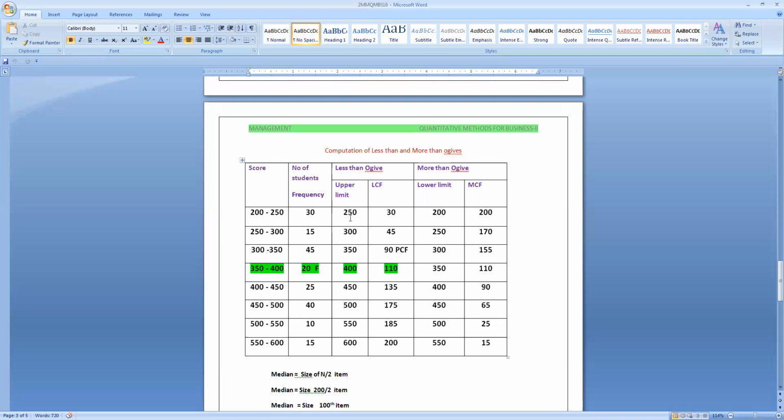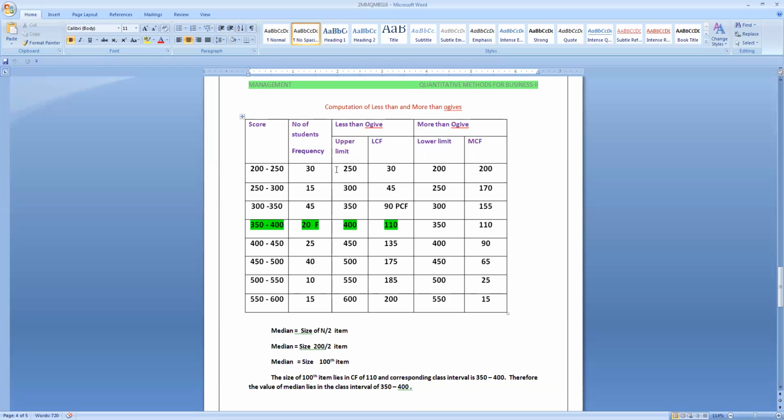Then we go for the less than ogive. The less than ogive means all upper limits have to be marked in this column. Then we calculate the CF values: 30, 30 plus 15 is 45, then 90, 110, 135, 175, 185 and 200. For more than ogives, again lower limits have to be taken: 200, 250, 300, all the lower limits of the class intervals have to be substituted.